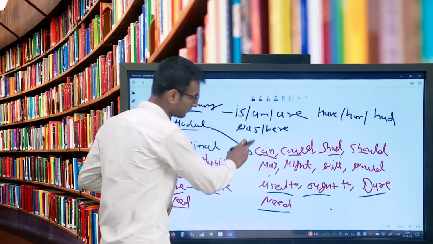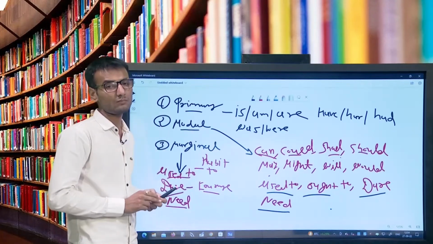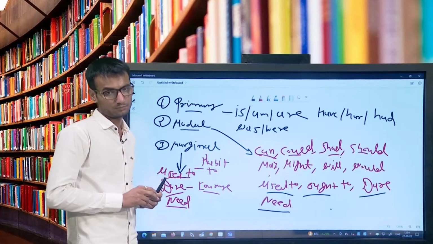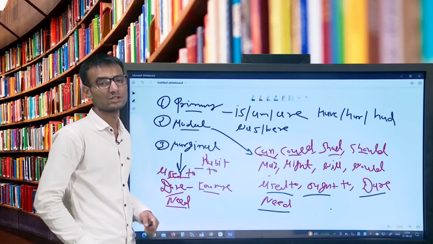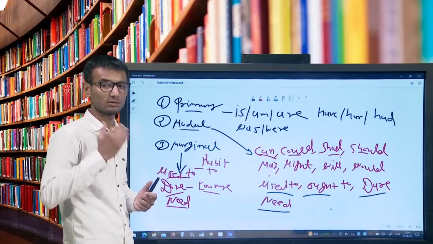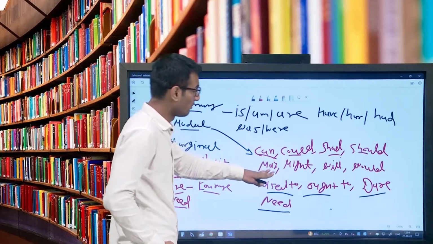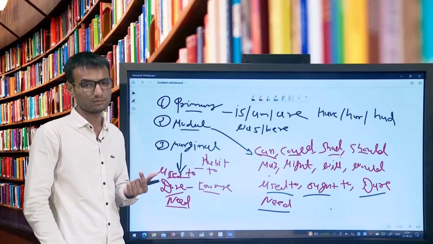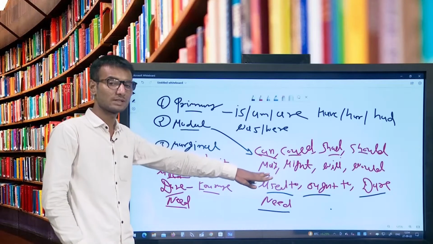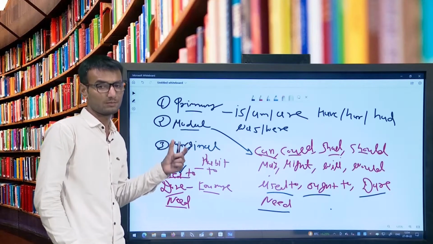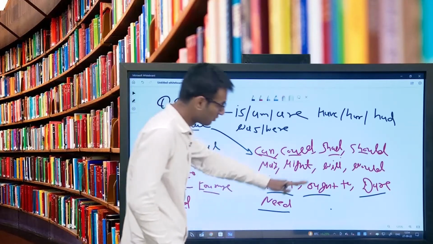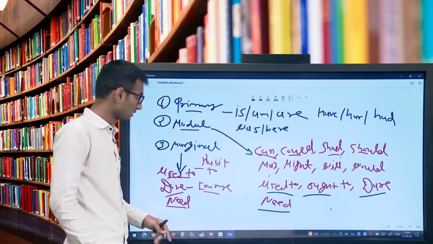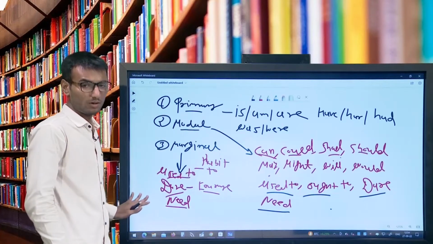He can run marathon. So it shows his ability that he can run marathon on and on. May, so it shows you may come in. તમે આવી શકો છો. Means you may come in. It shows that possibility. Used to, ought to, dare, need. So these are marginal auxiliaries.